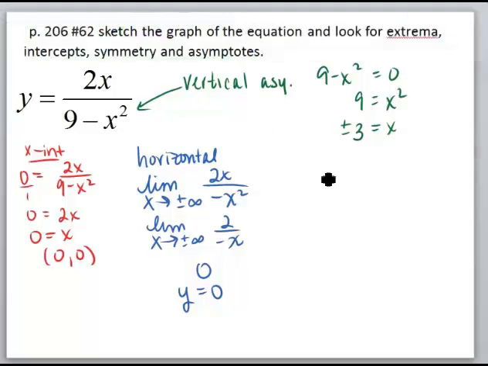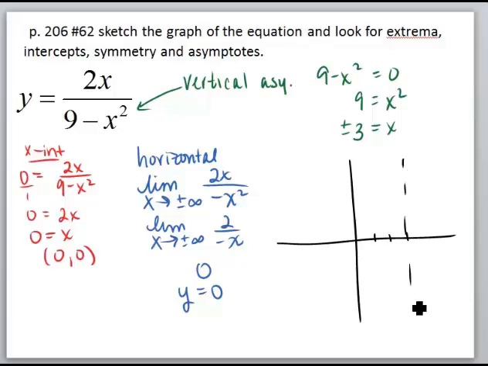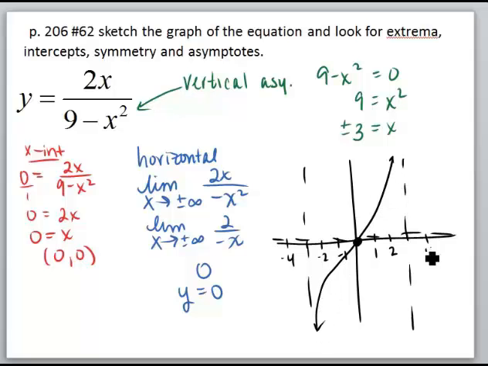So I'll quickly sketch the graph. I have a vertical asymptote at 3 and another one at negative 3. I have a horizontal asymptote at y equals 0. I know that I have an intercept of 0, 0. If I would check all the other parts of this, I would be able to come up with more of the sketch, but we're not going to do that in this problem. We'll just use our graphing calculators and sketch this graph, and then we'll talk about the symmetry.